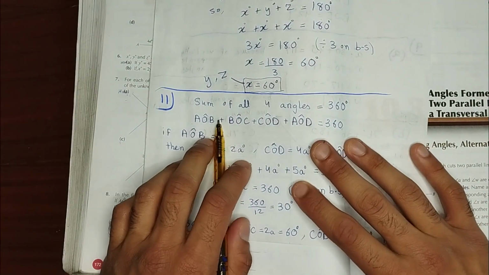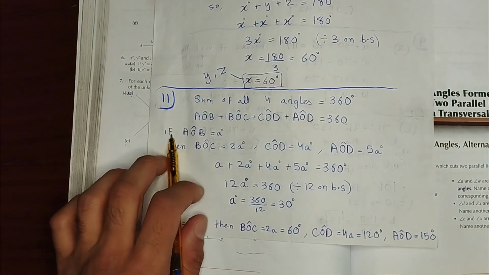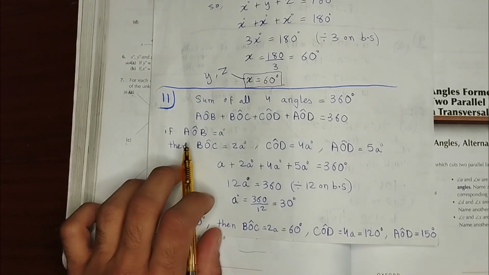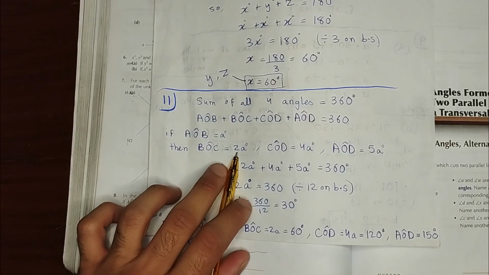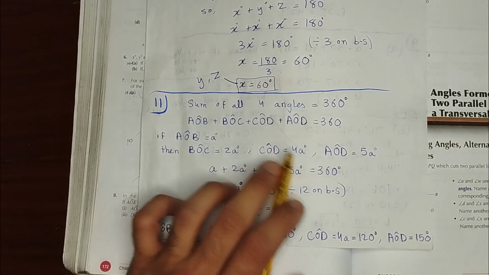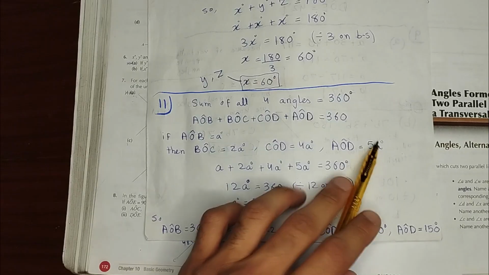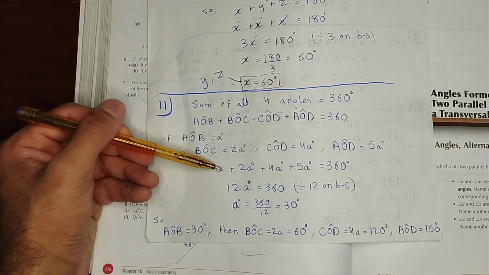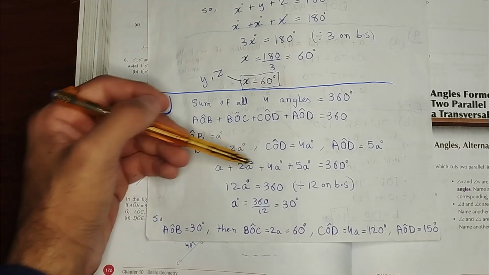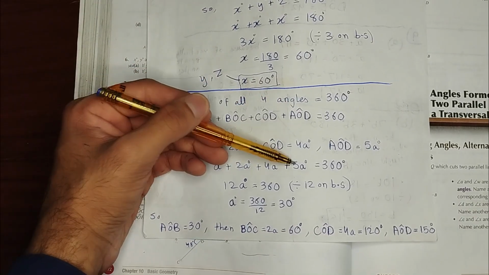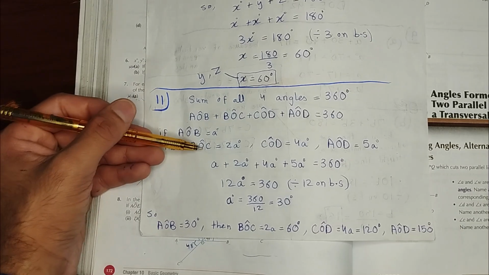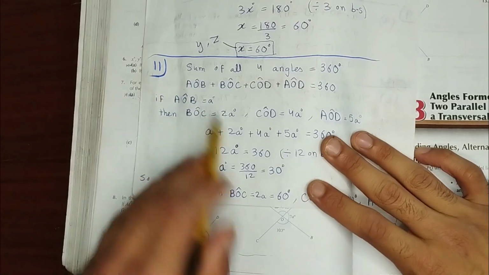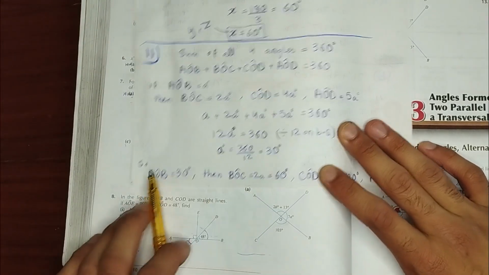All 4 angles. And let's just say if AOB is equal to A degrees, then BOC is going to be 2 times of that, and COD is going to be 4 times of that, and AOD is going to be 5 times of that. This information is given right in the question, okay? So I'm just going to replace the names with their values, which is A plus 2A plus 4A plus 5A, okay? Since all of them are A, we can add them together and we will get 12A. Once I'm able to find the value of A, then I can just put the values back.